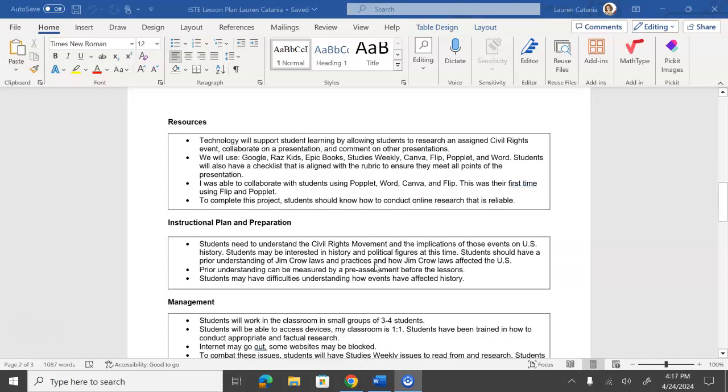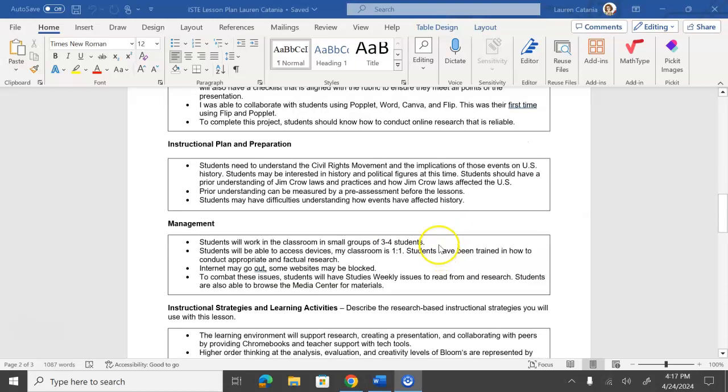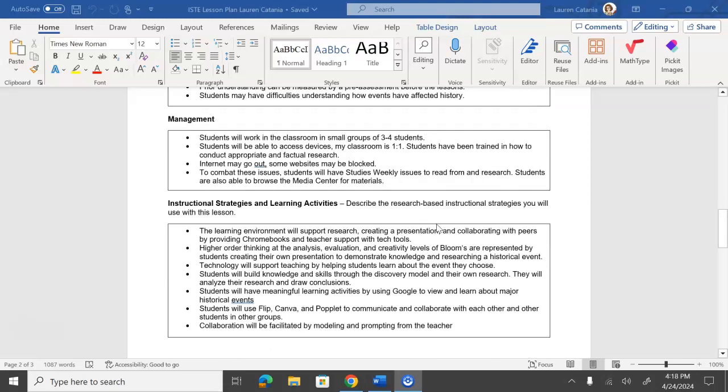Luckily, we have one-to-one technology, so we were using the Chromebooks for this presentation, and I was able to collaborate with the students on Poplet and Canva and Flip. They invited me as a collaborator, and I was able to watch them through the process, which was really cool. Like I said, we were learning about the Jim Crow laws and practices, so there is a pre-assessment attached at the bottom. Students were in groups of 3 to 4.